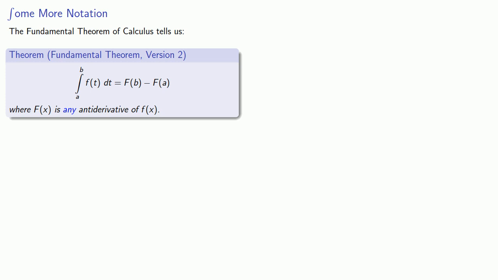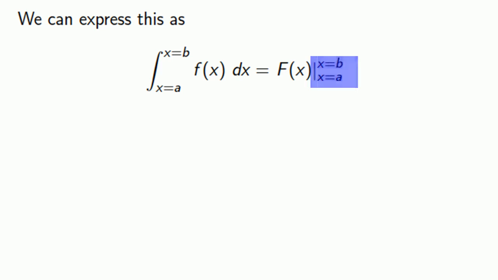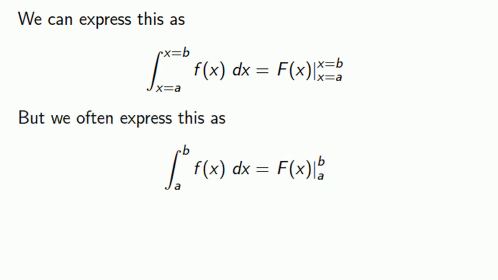And a bit of notation. We can express this as the definite integral from x equals a to x equals b, f of x dx, and the evaluation, this F of b minus F of a, we can express as F of x, bar, x equals a to x equals b. Well, this is how we can express it. We often drop out the x equals, and so we see this form.